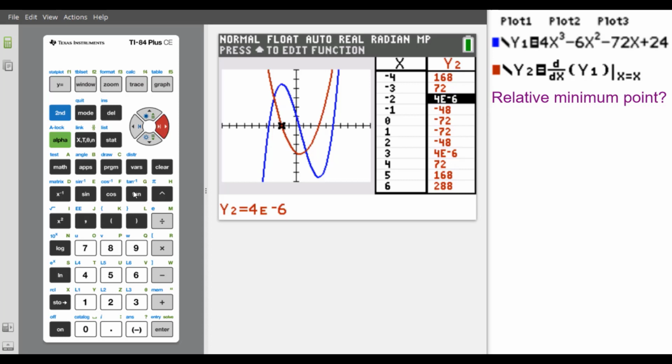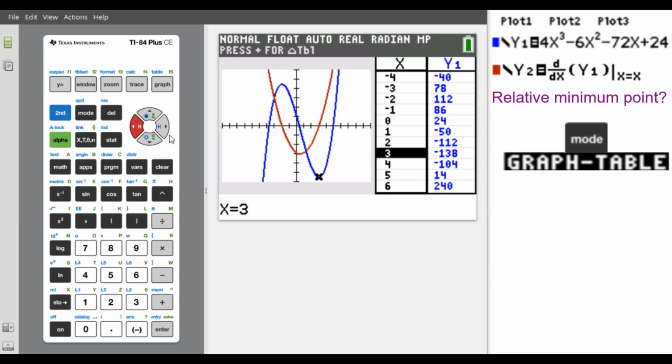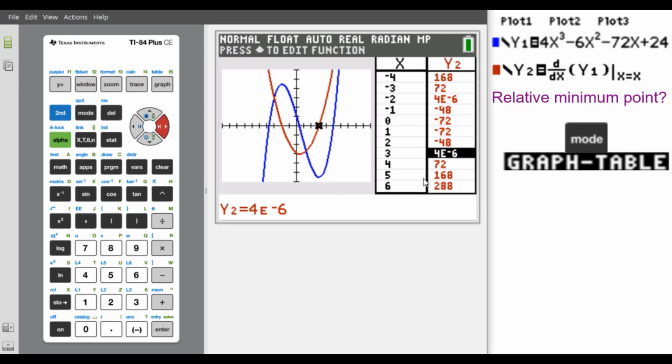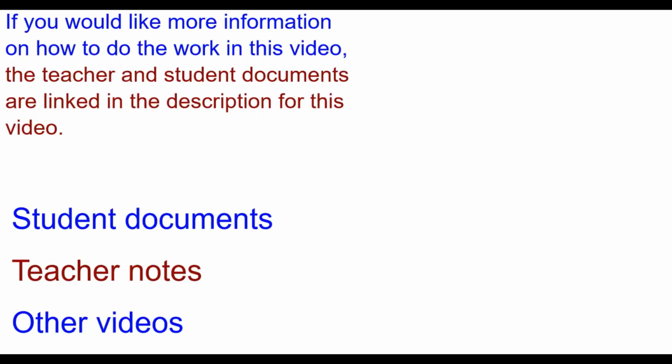And what about a relative minimum point? Let me go back to y1 and arrow down until I get to a minimum value, which is at x equals 3, negative 138. And then slide over again to the derivative and see that the y-coordinate is 0 at this x value of 3. And summarizing, again, a relative extrema occurs when the first derivative is 0, in this case a relative minimum.